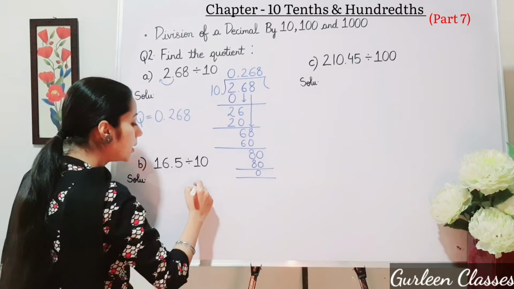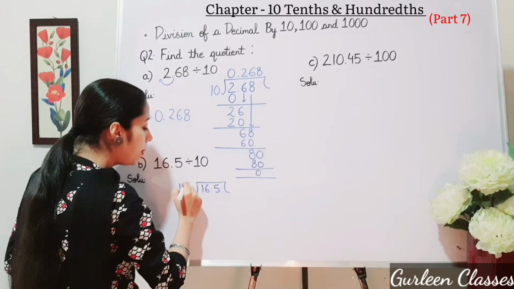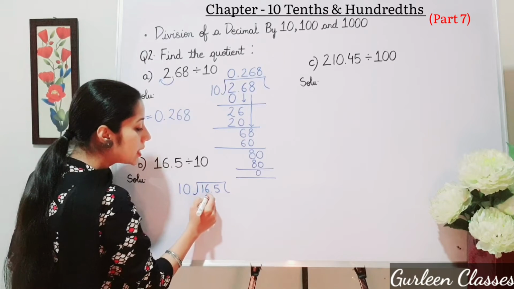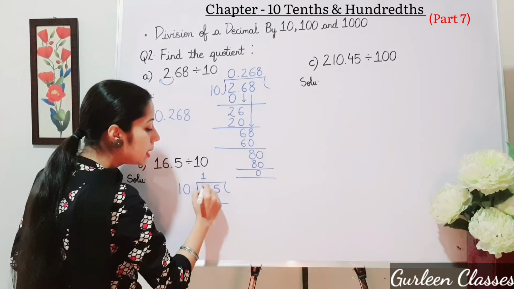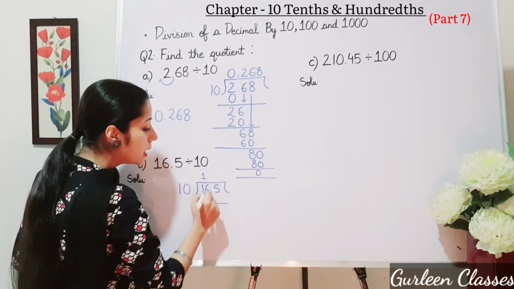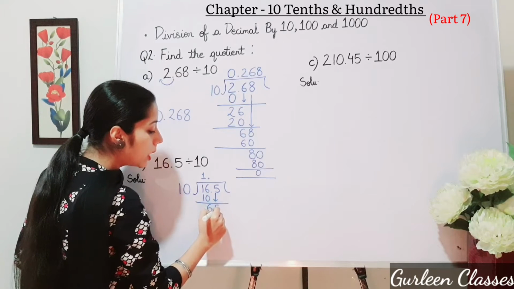So divide here 16.5 divided by 10. 16 is the whole number part. 10 ones are 10. 6 minus 0 is 6. So in the quotient the decimal point will come and 5 will come down.